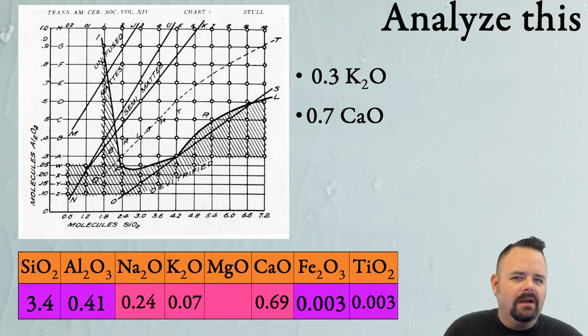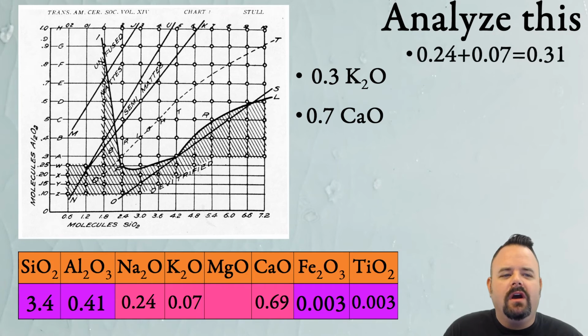So let's take our glaze and see where it falls on the map. Now, the first thing to do is to make sure our fluxes are in line. And to do this, we need to look at our alkaline metals, which are lithium, sodium, and potassium. So in this case, we've got sodium and potassium at 0.24 and 0.07. When we add them together, they equal 0.31. Great, that's right in line with the potassium on the standard. We're 0.01 off, which is nothing. So by default, our calcium comes out at 0.69, which again is 0.01 off from the standard.